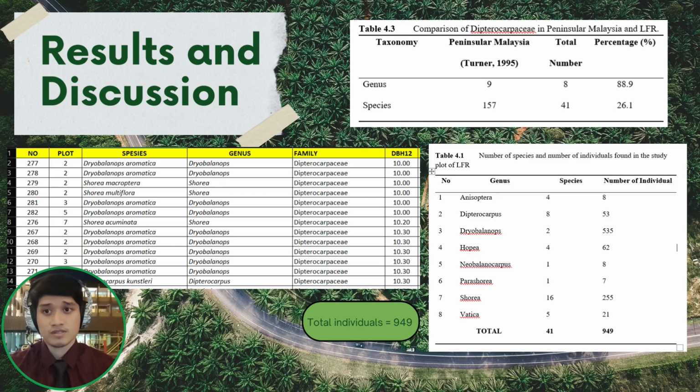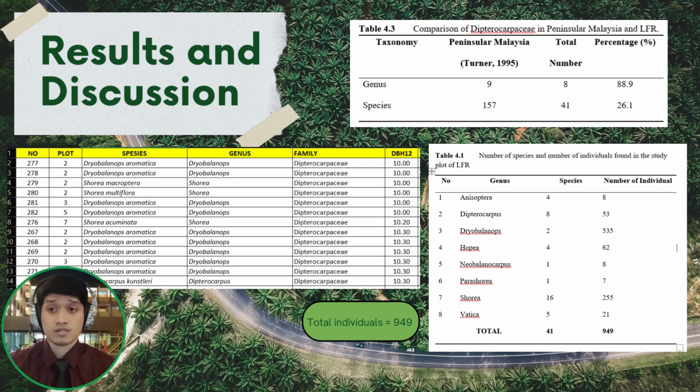Now let's start with the results and discussion for this experiment. The data obtained were recorded using Microsoft Excel. There is a total of 949 individuals in 0.5 hectare of Lesong Forest Reserve, Pahang. By referring to table 4.1, Dipterocarpaceae recorded the highest number of individuals with 535 trees, while Shorea recorded the highest number of species, which is 16 species.